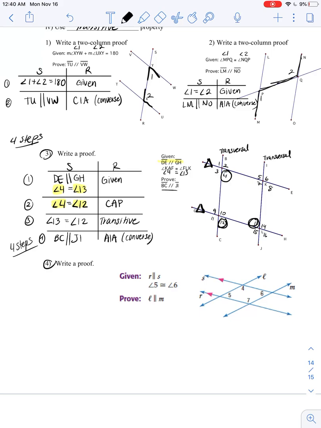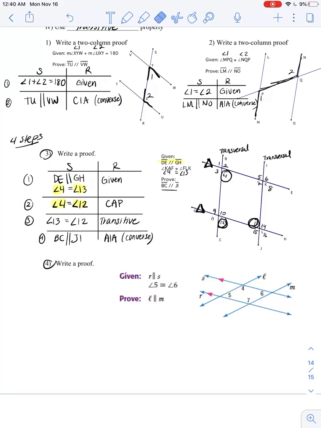So in step 2, we used corresponding angles. So we said because we knew these two lines are parallel, we could set the angles equal. We knew that they're equal to each other. And then in the fourth step, we're saying because we know that our alternate interior angles are equal, therefore we can say the two lines are parallel.